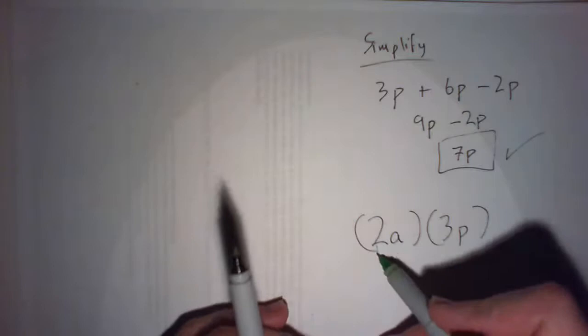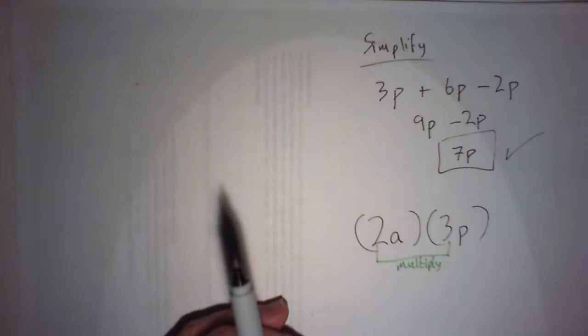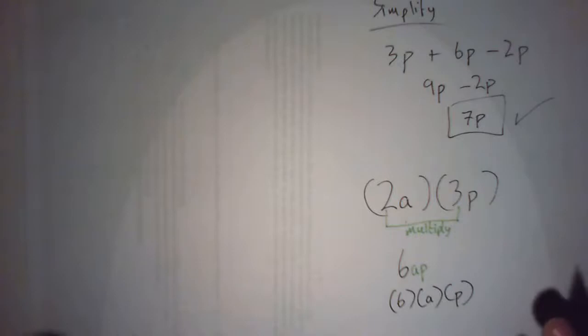Well, what's 2 multiplied by 3? Well, it's 6, isn't it? Now, what's a multiplied by p? Well, I don't know because they're variables. That's the whole point. If I knew that, I wouldn't have to do this. So if you don't know what to do with them, just stick them beside each other. So 2a by 3p is just 6ap. But what does that actually mean? That means 6 multiplied by a, multiplied by p. But we don't write that down. We just go 6ap.